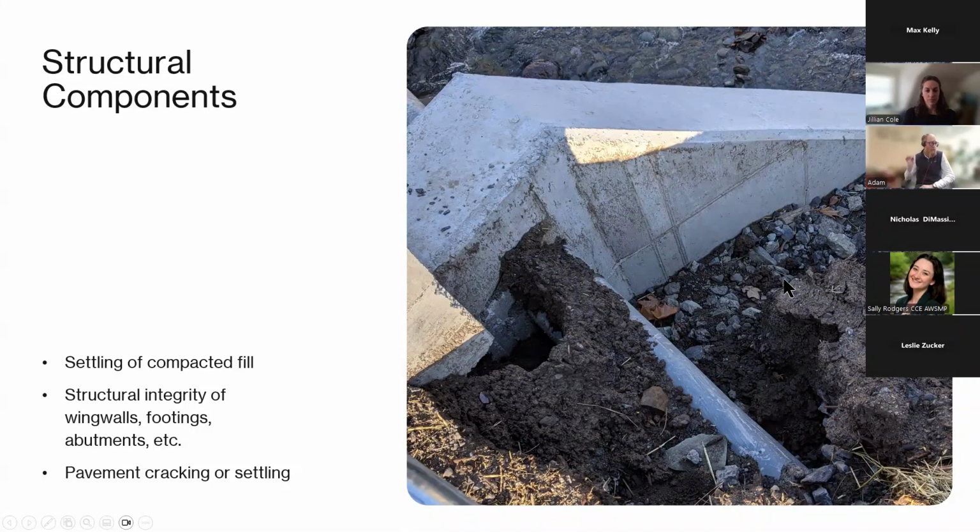Evaluating the structural integrity of wing walls, footings, abutments, etc. Inspecting for cracks or anything that may indicate that there's some irregular wear post-project. A good place to double check too is pavement. So the overpavement on the top of the crossing, are you seeing settling or cracking, indicating that there's some type of settling going on?